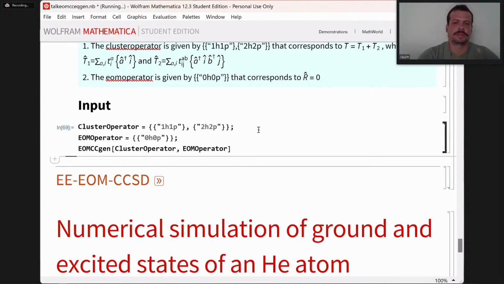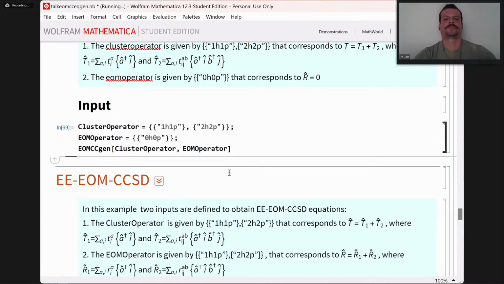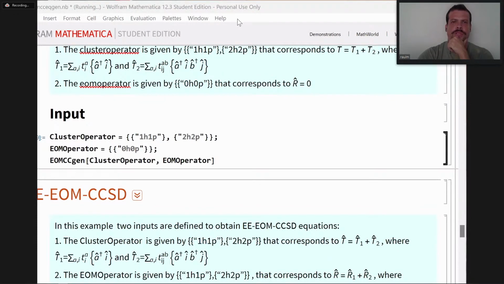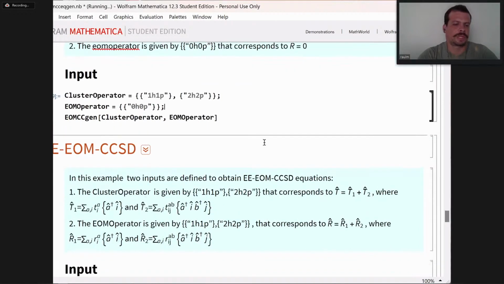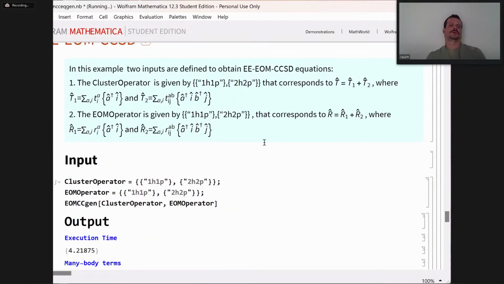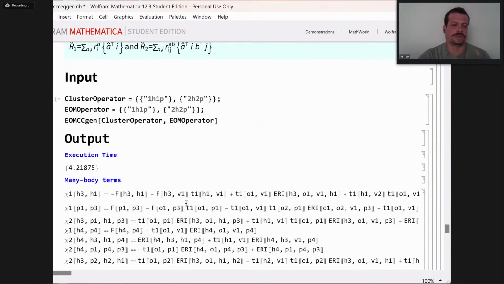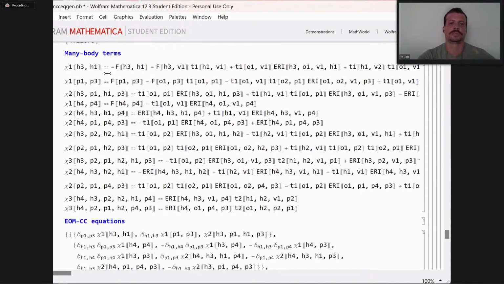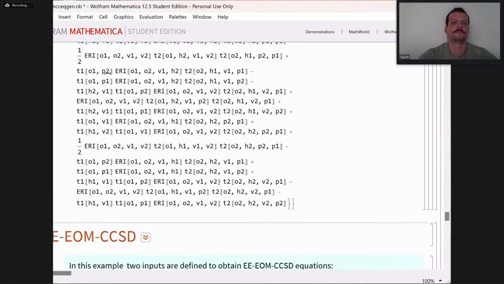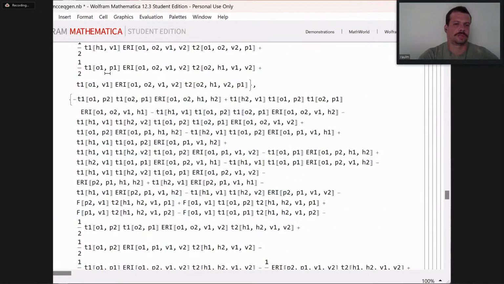But it's taking a lot because I have a lot of things open here. Let's wait a bit until we obtain the result. Okay, we can wait for the result. And for the equation of motion coupled cluster, we need to define the two operators, T1, T2, R1, R2. Here I already ran the calculations, so we already obtained the expression. So first we obtain the many-body term. This is the execution time. I don't know why the other example is taking a lot. It already finished. So we obtained the coupled cluster equations here.